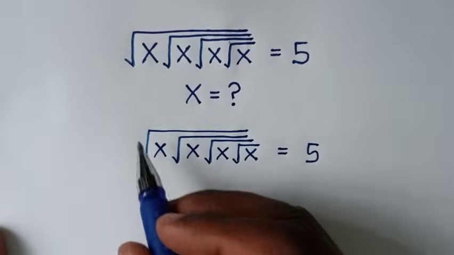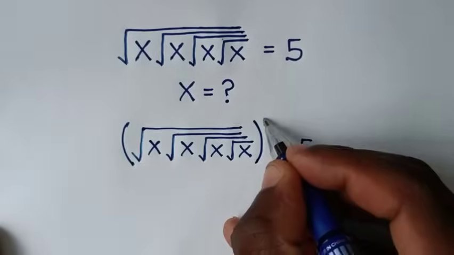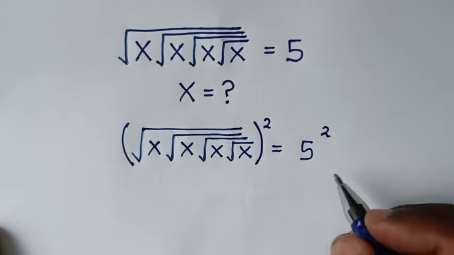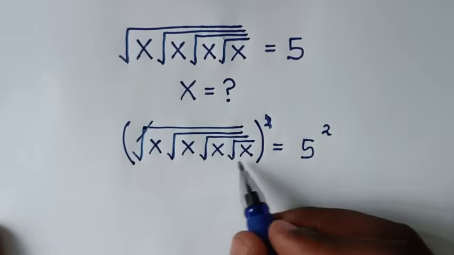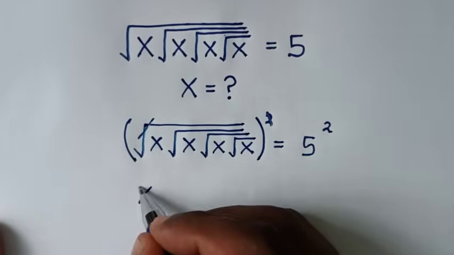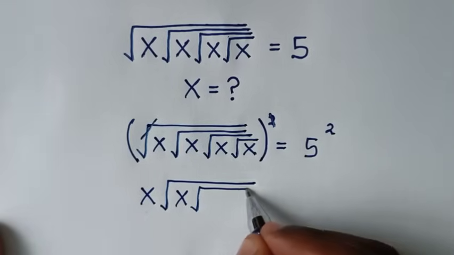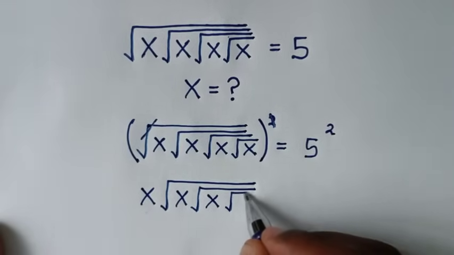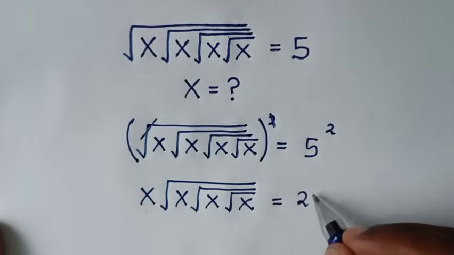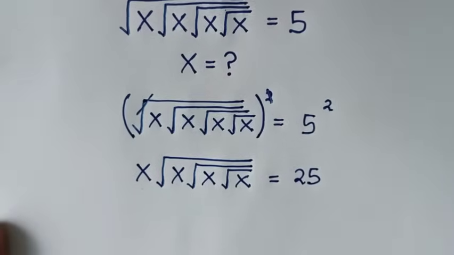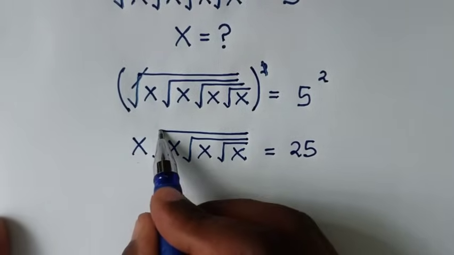In the first step, we'll remove this square root, so we'll apply square on both sides. So this square root will cancel this square, then it will be x times the square root of x and a square root of x and a square root of x is equal to 5 squared. It is 25.